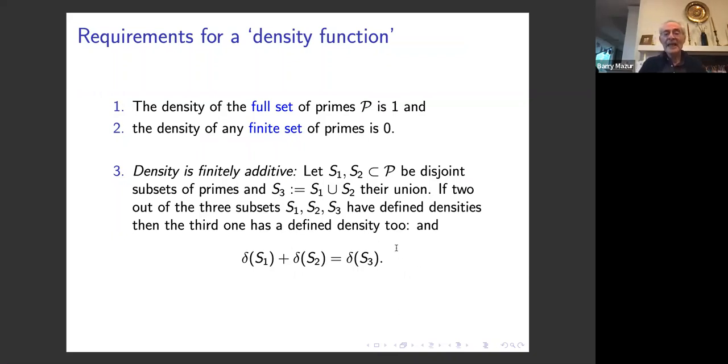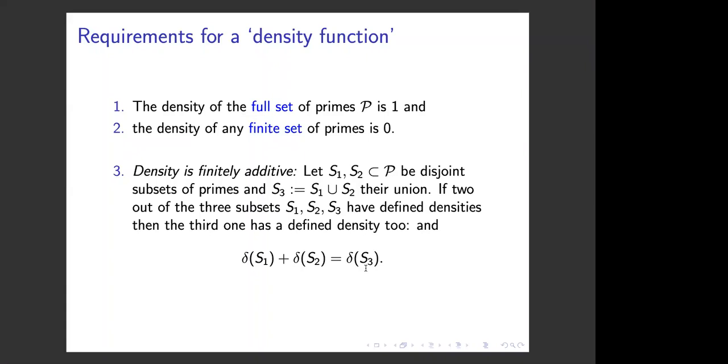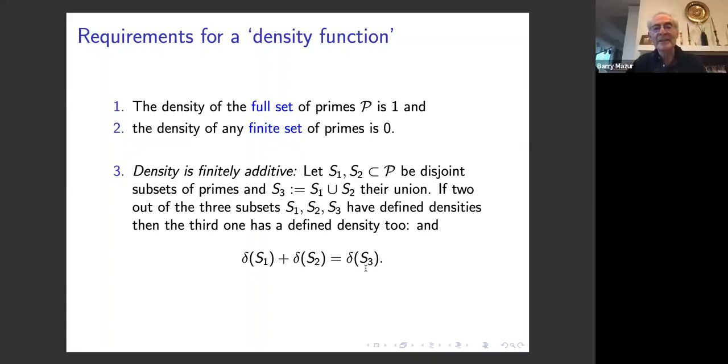That is to say, if you have S1 and S2, two disjoint subsets of primes, and you let S3 be their union, if 2 out of these 3 subsets have defined densities, then the third one should also have a defined density, and the density of S1 and S2 should add up to the density of the union. Those are perfectly reasonable requirements, if not even axioms, for a density function.